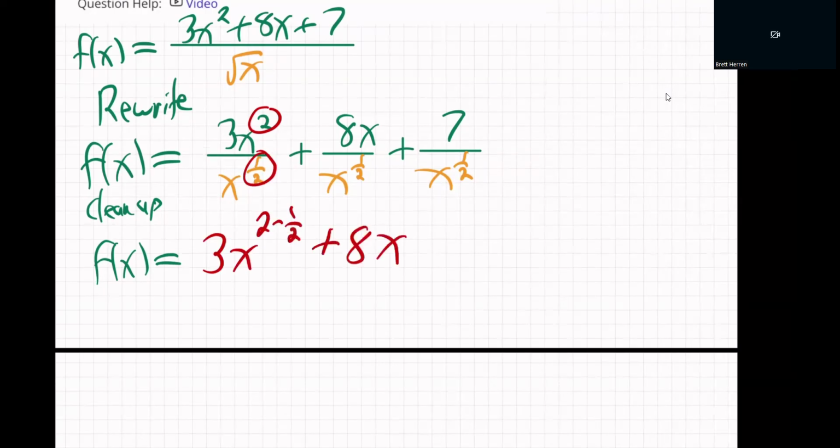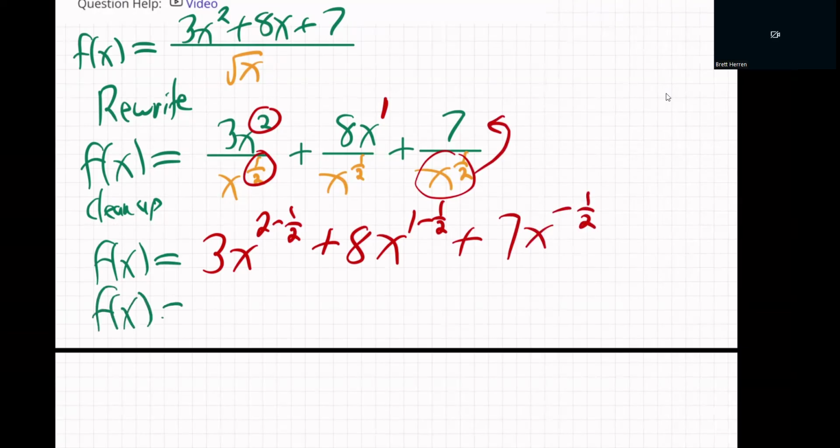And this will be 8, and this is a 1 power up here, 1 minus a half. And what happens here? This guy just jumps up to the top, but when he does, he becomes a negative power. So this is still cleanup, no derivatives yet.